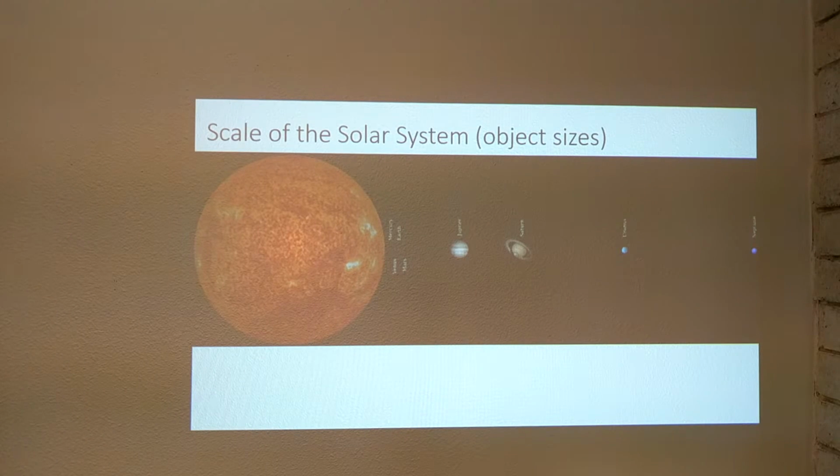We also have here the scale of the distance in this diagram, showing the inner planets are quite close to the Sun and the outer planets are spaced much further out.